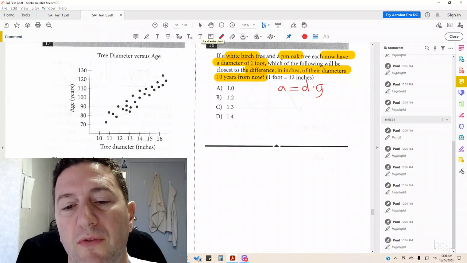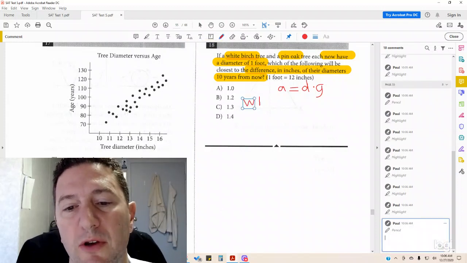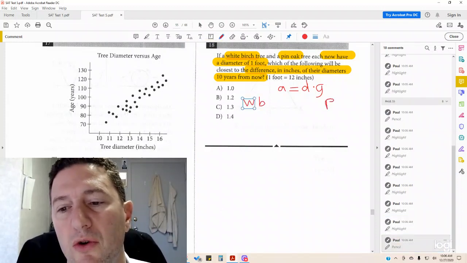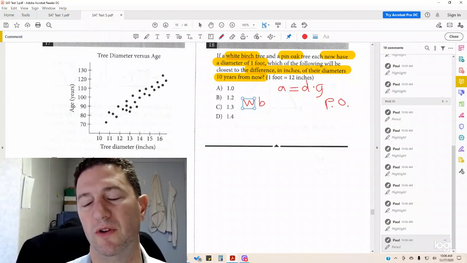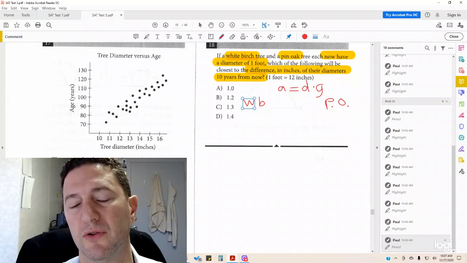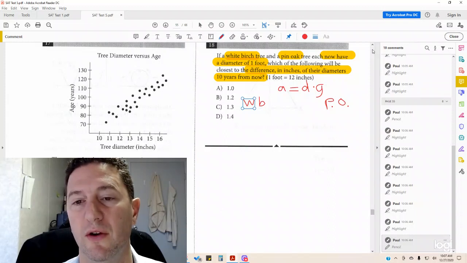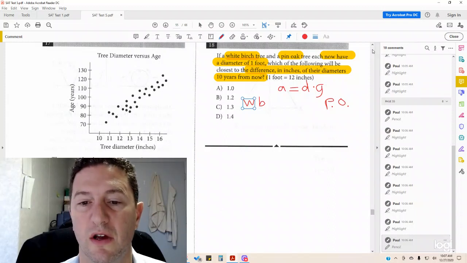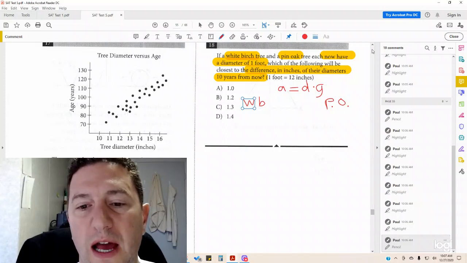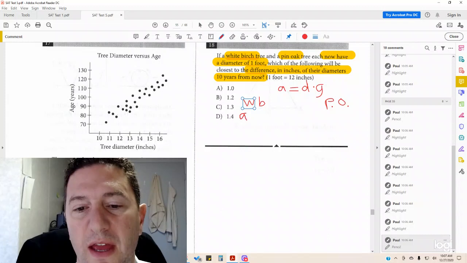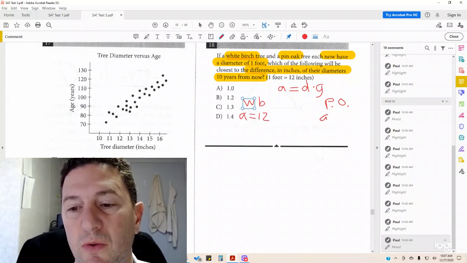But what we've got here is we've got a white birch. I'm going to put WB for white birch. We've got a pin oak. I'm going to put a PO for pin oak. And what we've got from the table is the growth factor. So I actually have 2 of the 3. So we know that we could solve for the other one. First we've got to figure the age. So age equals the diameter, which it says each of them is 1 foot. So I'm going to put A equals 12.